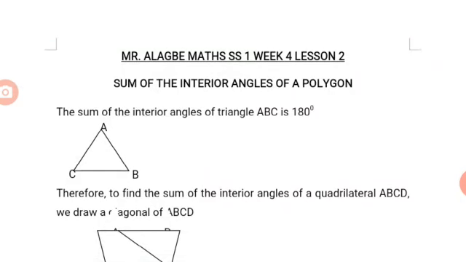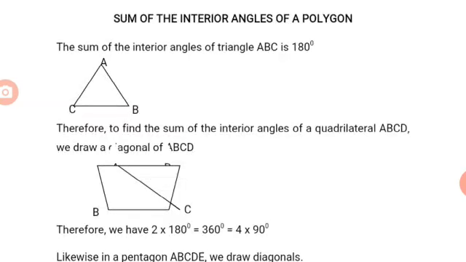the sum of interior angles of triangles and some other polygons. So the sum of interior angles of a triangle is 180 degrees. We all note that. Therefore, to find the sum of interior angles of a quadrilateral, which is also a polygon, are we together? What we are going to do is that we divide it into triangles.